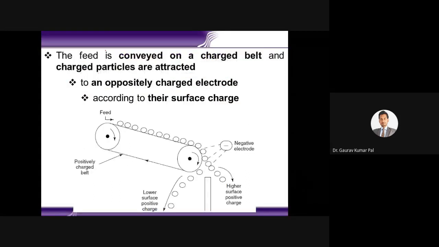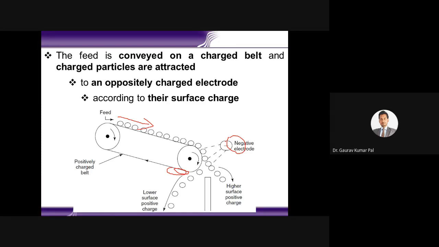Here you feed the material onto a conveyed charged belt, and the charged particles are attracted to the opposite charge electrodes according to their surface charge. Suppose here it is negatively charged and here it is a positively charged belt. Whatever feed comes, if it has a positive charge on its surface, it will move towards the opposite electrode. With positive and negative surface charge, they will move in opposite directions. Correct, they move towards the opposite charge electrodes.